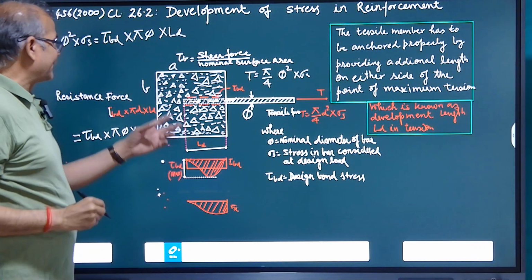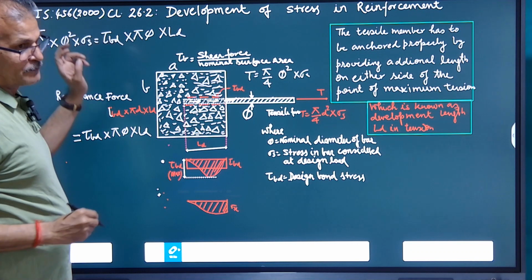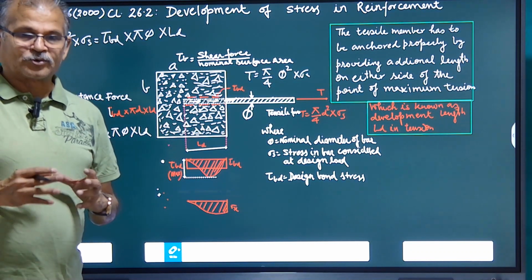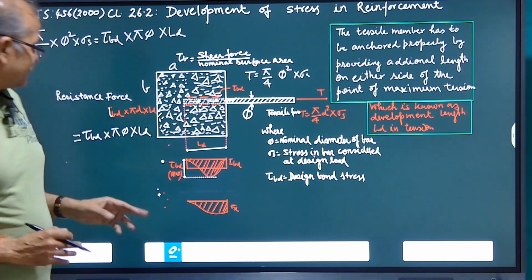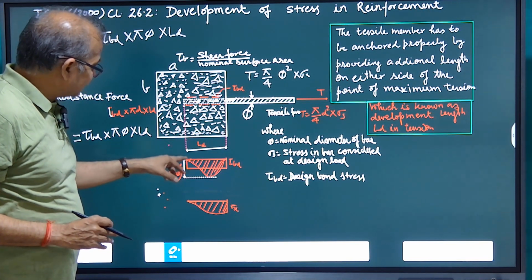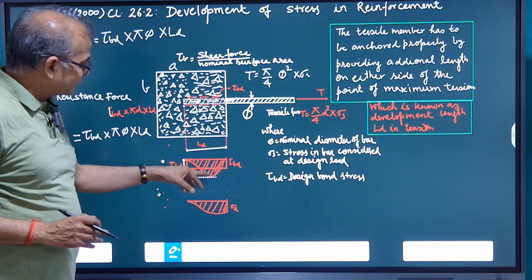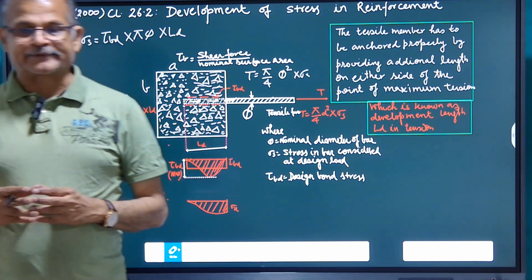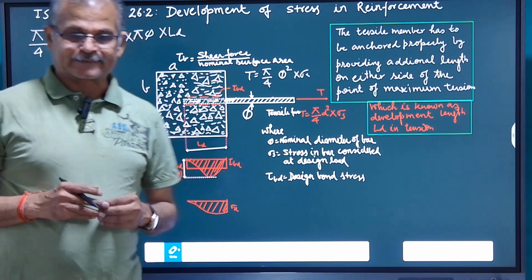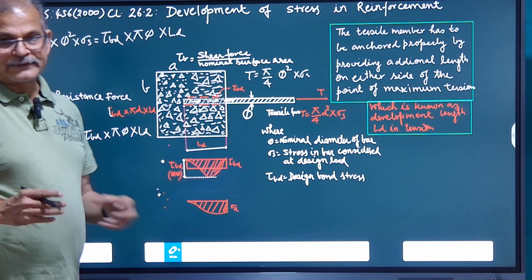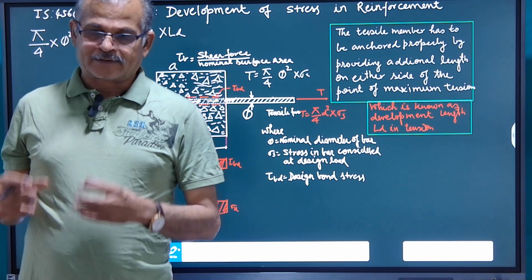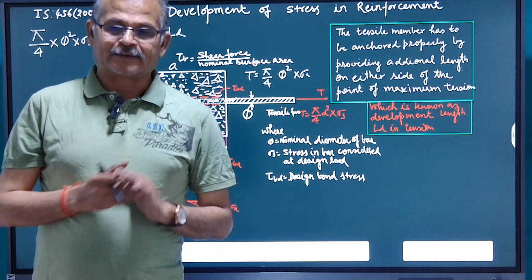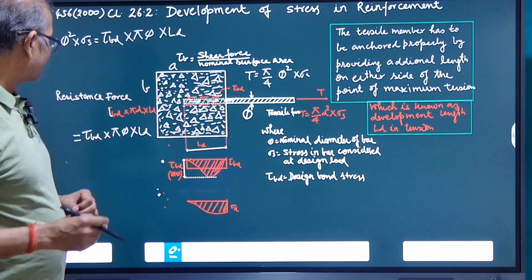Now we need to determine how much the bond stress is between the concrete and the steel. It is given and it is known. Generally, bond stress increases with the force, goes to the maximum, then comes to zero. For all calculation purposes, we take the average bond stress tau bd, and it is given in the IS 456 table itself: how much bond stress should be taken for the particular grade of the concrete.